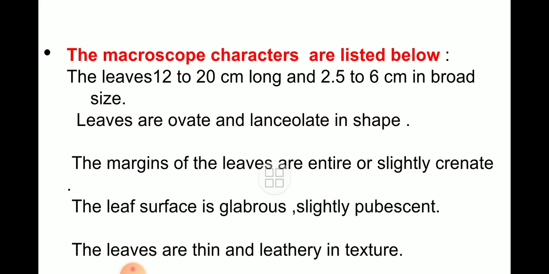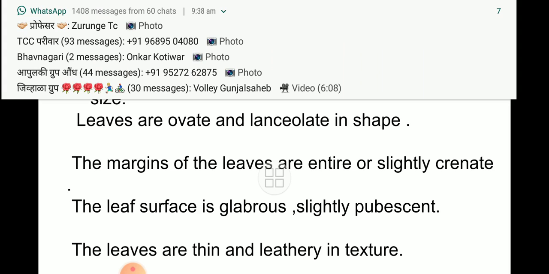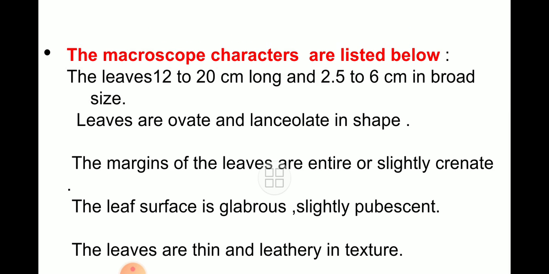because as we know, this plant produces a very interesting part which is important from the medicinal point of view, that is the leaves. Now the leaves are 12 to 20 centimeter long and 2.5 centimeter to 6 centimeter broad. So this is the size of the leaves. Leaves are ovate and lanceolate in shape. Keep in mind, ovate and lanceolate. So, a little bit, we can say egg shaped.